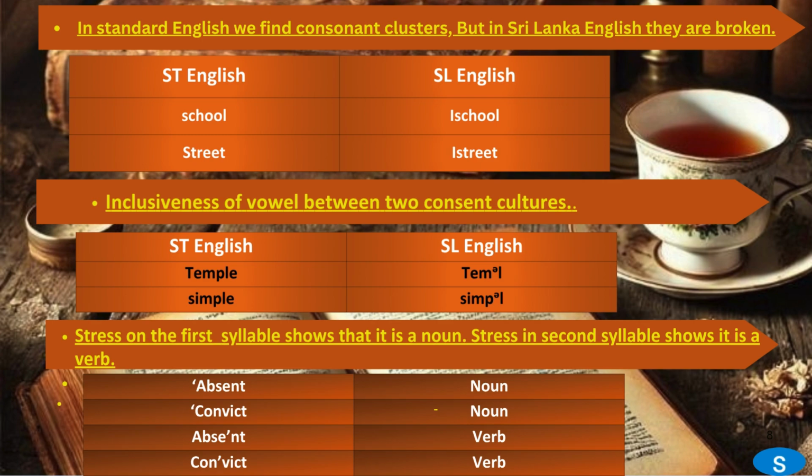The stress on the first syllable shows that it is a noun. Stress on the second syllable shows it is a verb. You can see examples. In the first, absent is a noun and second, convent is a noun. And the third absent is a verb and the fourth convent is a verb.